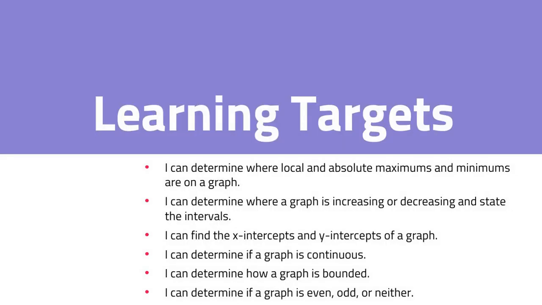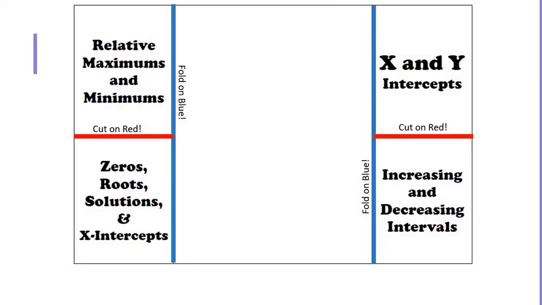Some learning targets that we're going to be talking about today: determining local and absolute maximums and minimums on a graph, where a graph is increasing or decreasing and stating those intervals, x-intercepts, y-intercepts, if a graph is continuous, if a graph is bounded, and also if it's even, odd, or neither. So a lot of different learning targets, a lot of new content that we're going to be learning today on this information.